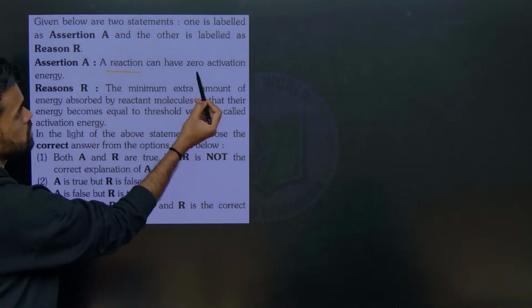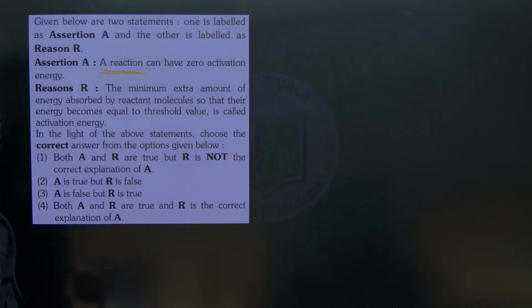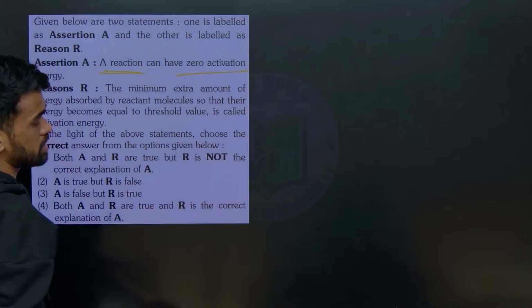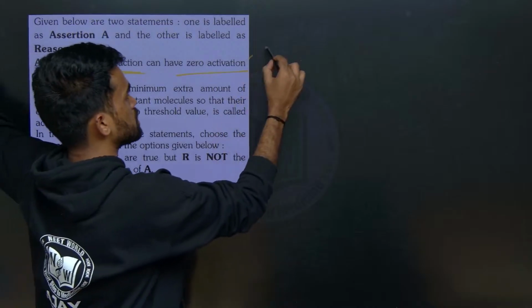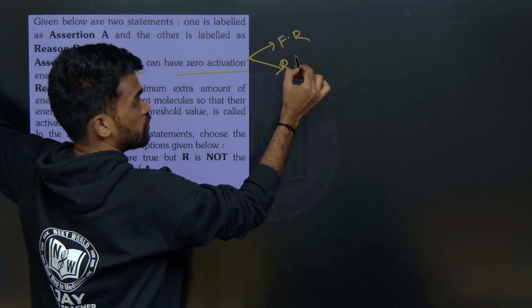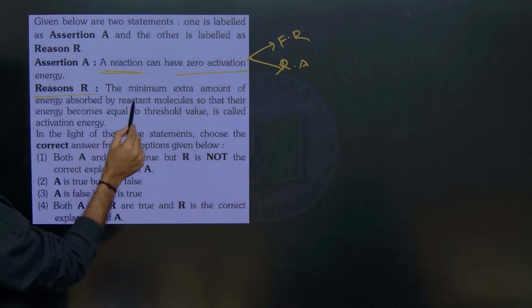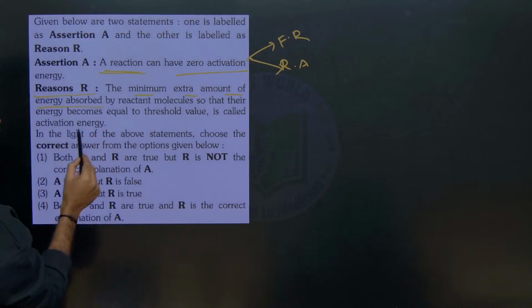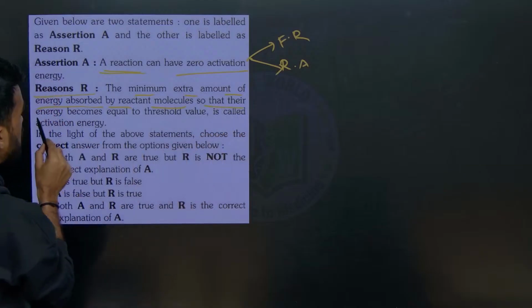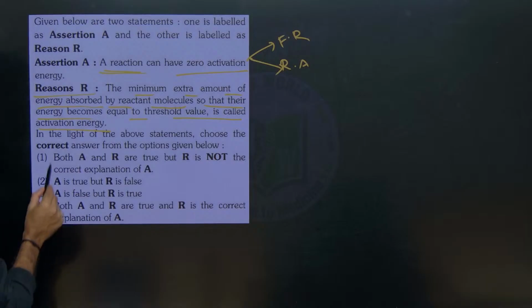Okay, next, again an assertion reason question. I think this is the third question. A reaction can have 0 activation energy. Yes, some free radical reactions and a few radioactive reactions can have 0 activation energy. Now the reason: the minimum extra amount of energy absorbed by reactant molecules so that their energy becomes equal to threshold energy is called activation energy. Yes, this is also correct.